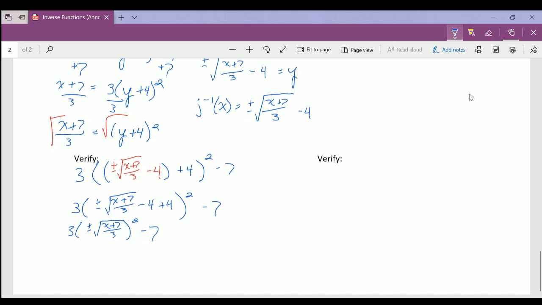Okay, at this point, the square root and the squared are going to be what cancel each other out. So we now have 3 times x plus 7 over 3 minus 7. Okay, now the 3's are going to cancel out. So we have just x plus 7 minus 7, which is, once again, just x. So we've confirmed that the inverse of j of x, positive negative square root of x plus 7 over 3, and then the whole thing minus 4.